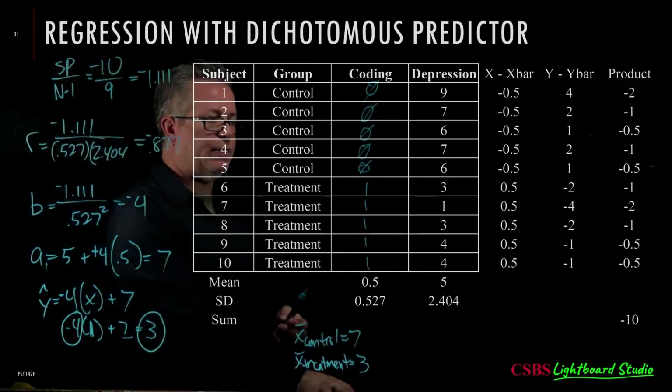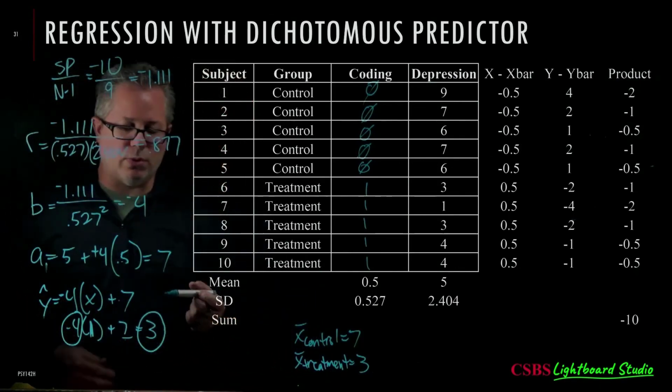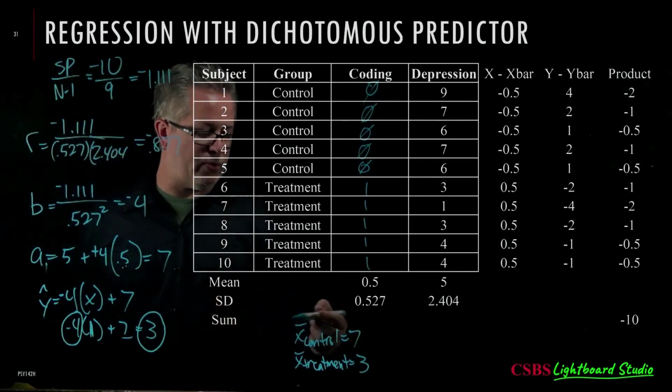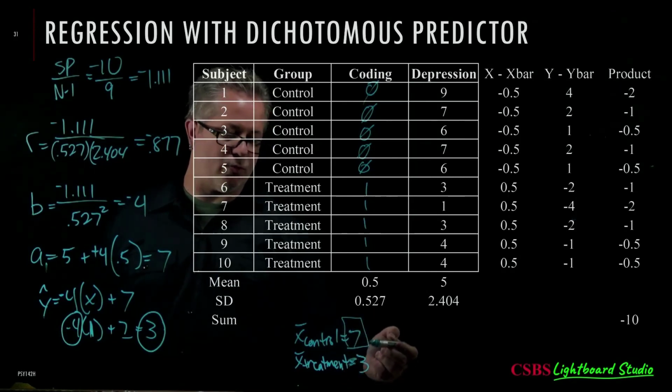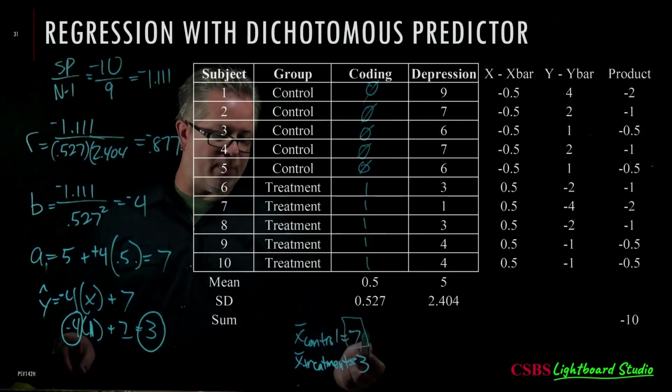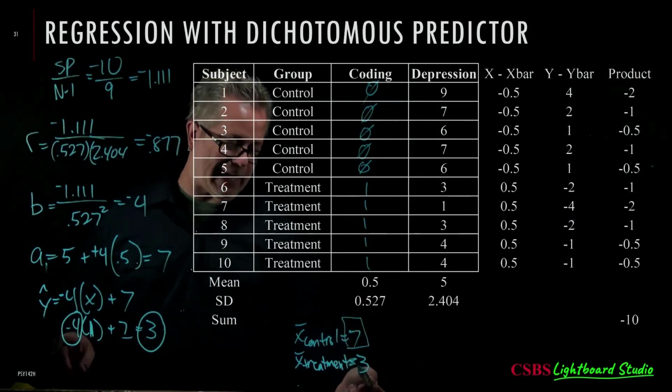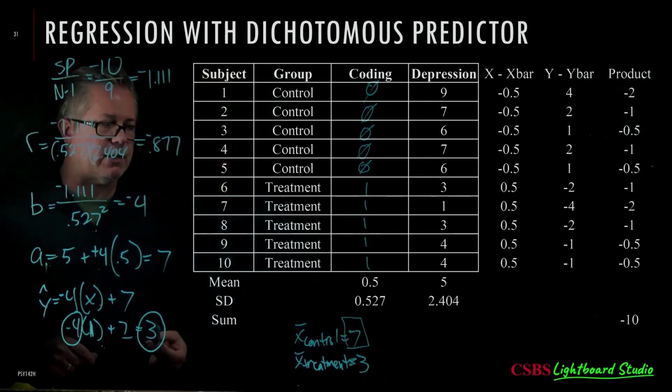When you use these dummy codes, it turns out that whatever group, in this case the control group, gets 0, we're going to make that the intercept value. And then the slope just tells us how far apart the control and treatment groups are. Well, they're 4 units apart. As I go up from 0 to 1, I'm going down 4 units, which is why the slope is negative.